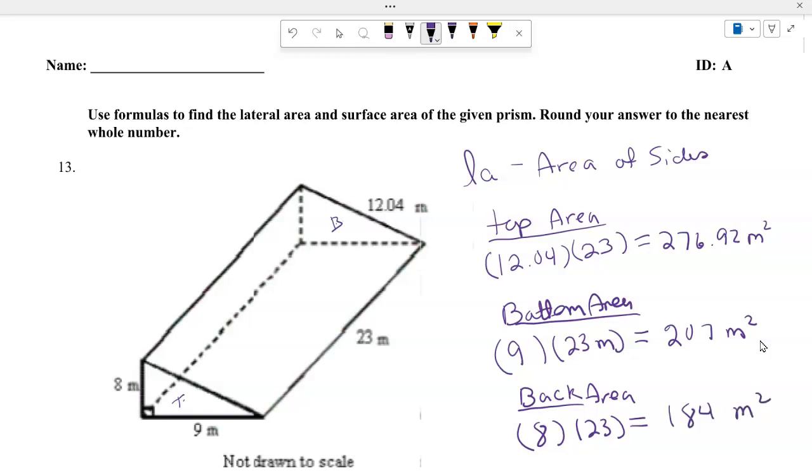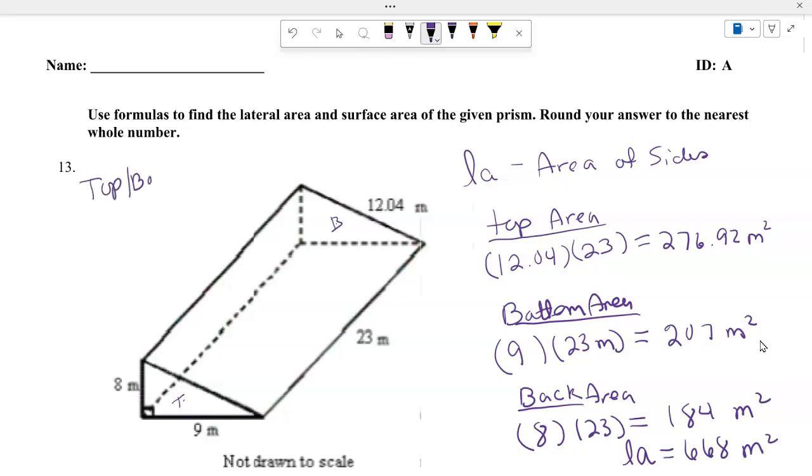Now, how do I know that's the lateral? Because if you were to stand this prism up, the base would have to be the triangles. The top and the bottom base would have to be a triangle. So the lateral area is actually the sum of these three areas. So you're going to add 276.92 plus 207 plus 184, and round off to the nearest whole. So your lateral area is 668 square meters.